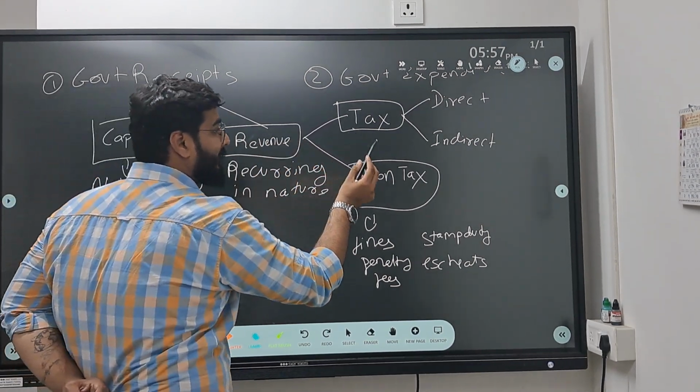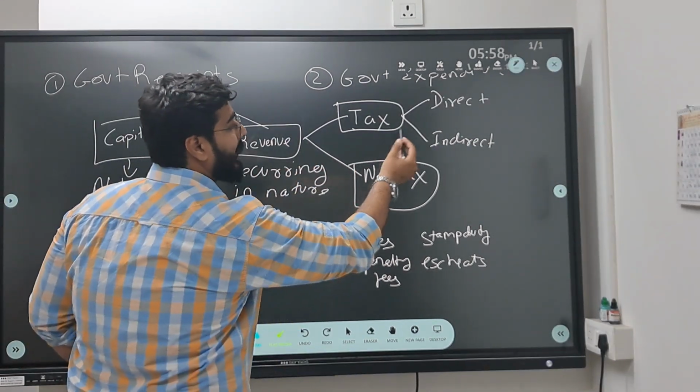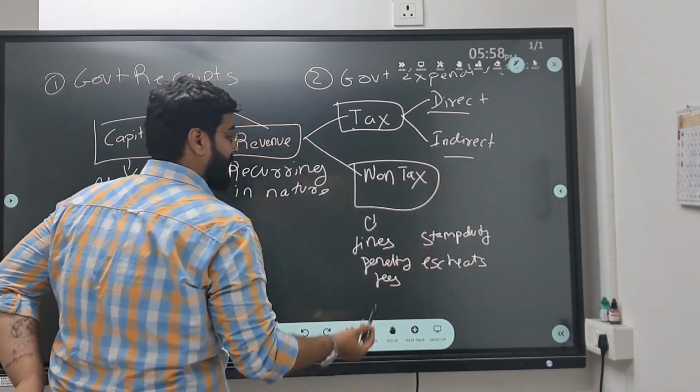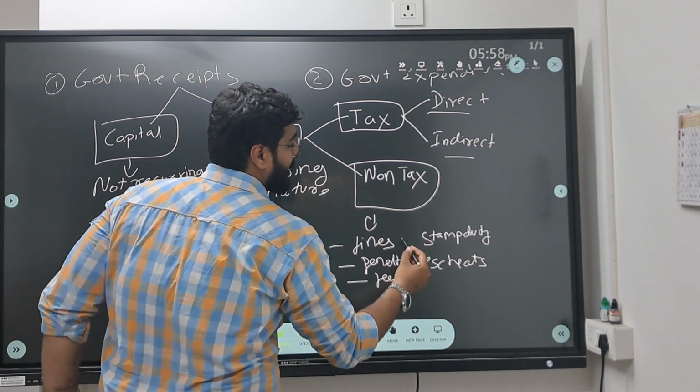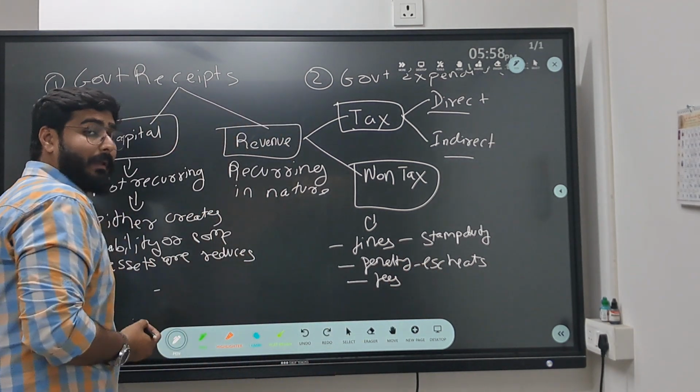So I hope we are now aware about revenue receipts. Two types: tax revenue receipts and non-tax revenue. Tax has two types: direct tax, indirect tax. What is non-tax revenue receipts? Fines, penalties, fees paid, stamp duty, escheats, and many others.